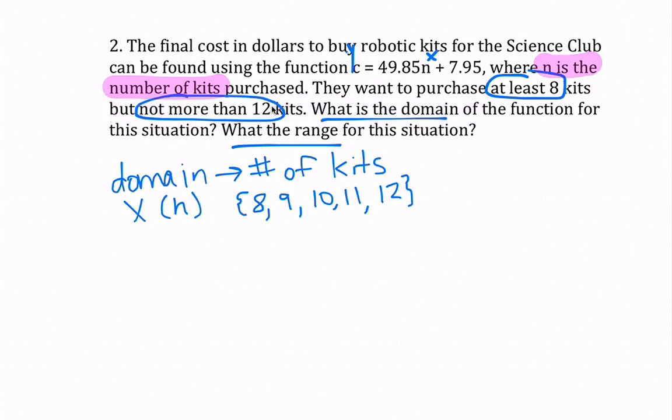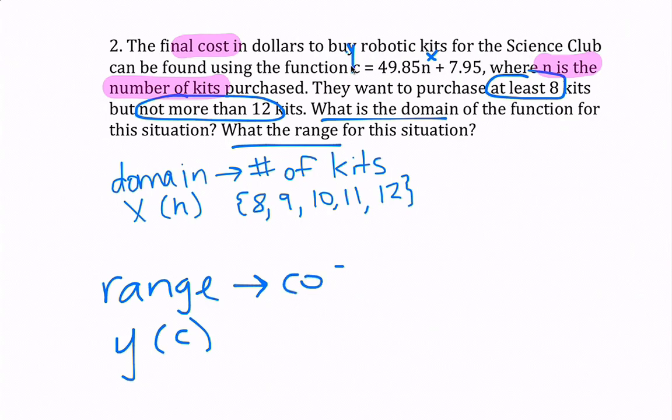All right, so let's answer the second question, our range. Range, which is y. Remember, they don't use a y in this case, but y equals, so in this case they're using c instead of our y. And we know that c stands for the final cost. So now our job is to figure out if we buy 8 kits, what would that cost be? If we bought 9 kits, what would that cost be? And so on and so forth.